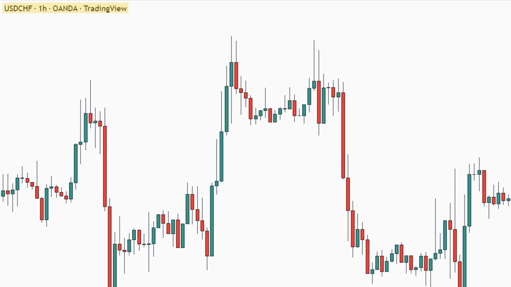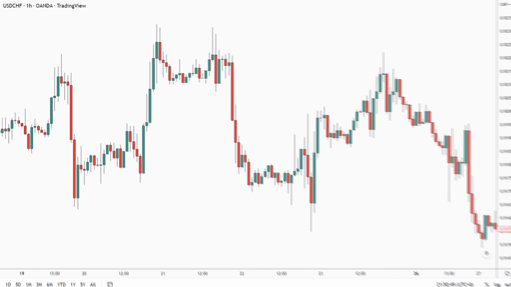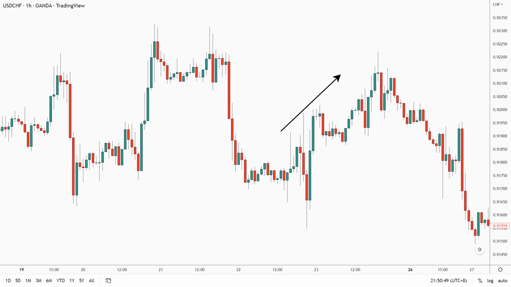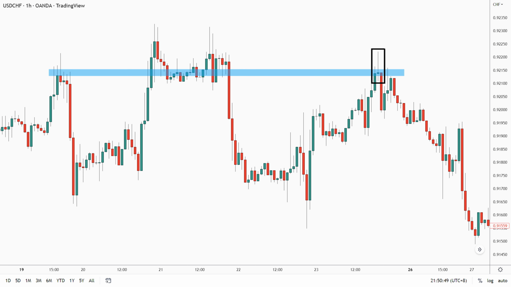Here, on US dollar Swiss franc 1 hour time frame. After this up move, the price was rejected at this level, and as an effect of the bullish exhaustion, price formed a doji candle. If we look left, we can see that this price is a key resistance level.